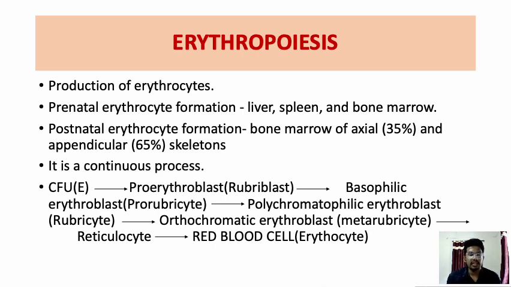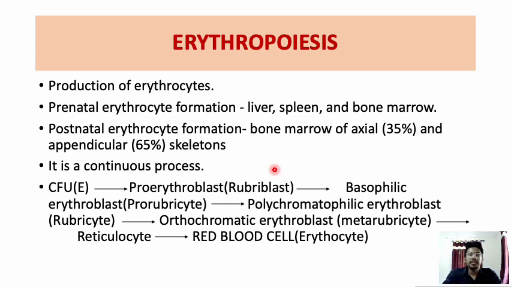Prenatal means before the birth, the RBCs are produced in liver, spleen, and bone marrow, right? But after birth, the RBCs will be produced in the skeleton, which means inside your bone, and that too, the bone of the appendicular system. Appendicular system means your limbs, two forelimbs, two hind limbs, right? And 65% of the production of the RBCs will be happening there. And 35% of the RBC production will be happening in the axial system, which means the head, the thorax, and as such.